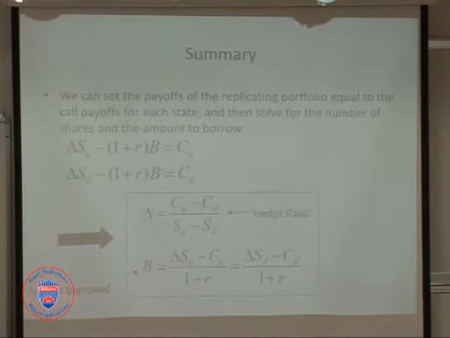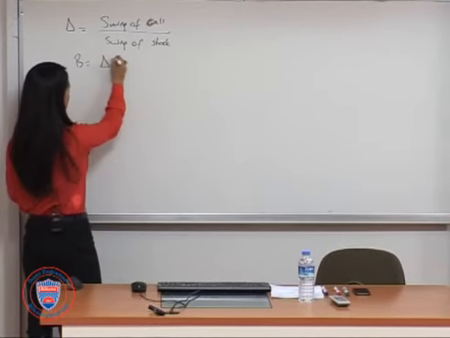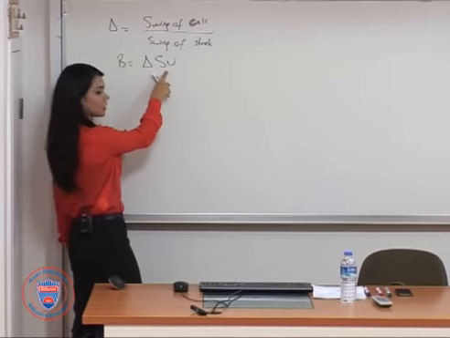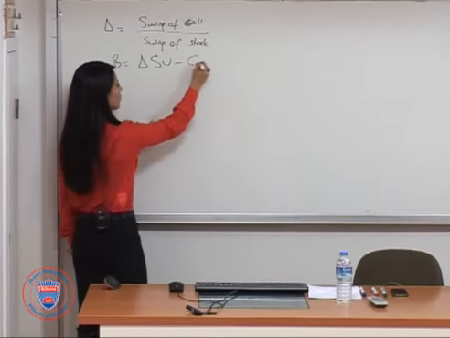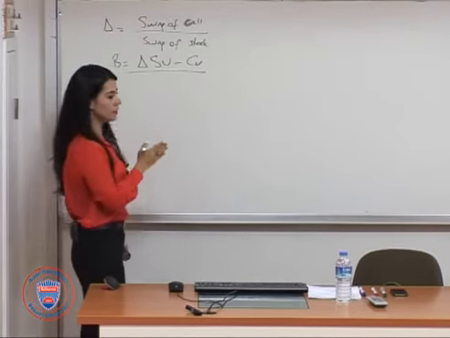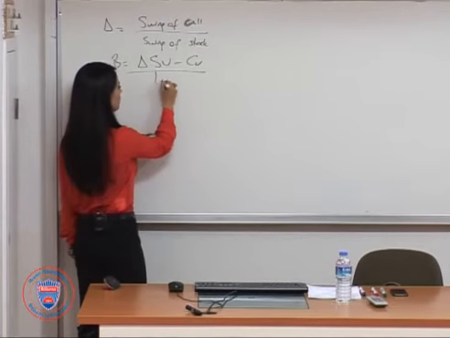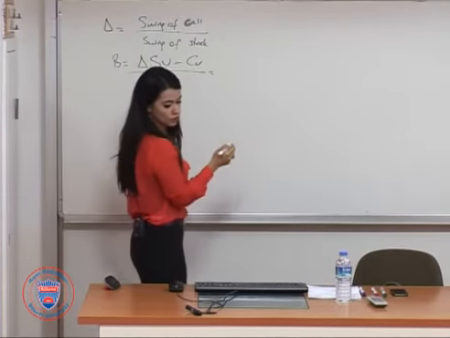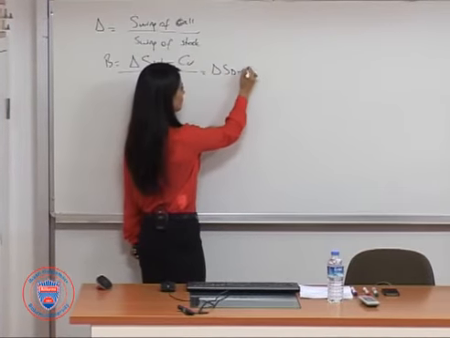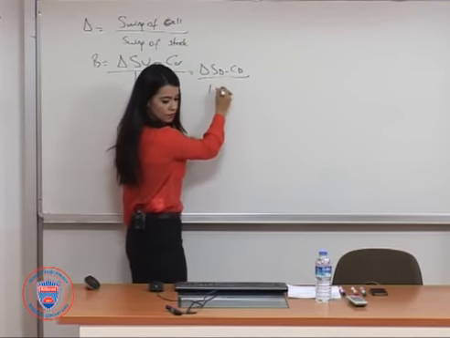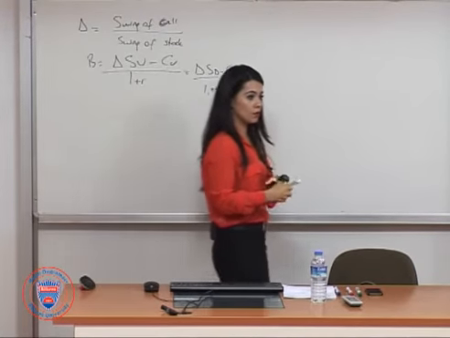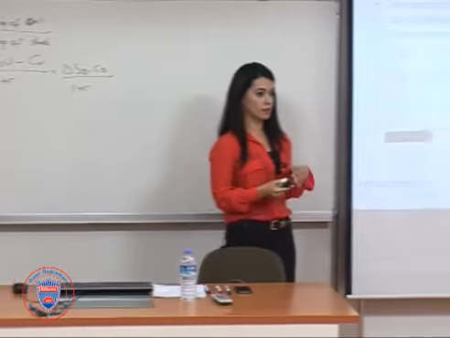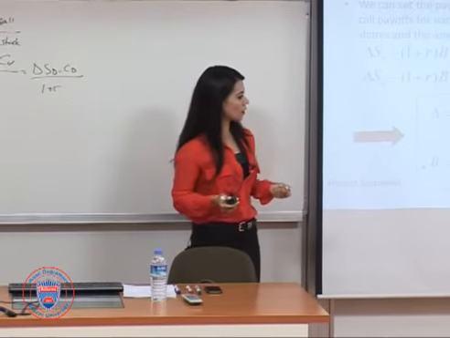So the borrowed money will be given by actually this formula. So it's going to be delta times the stock price when the stock is up, minus the call payoff when you're in the up state, over 1 plus the risk-free rate. So from this equation, we can also find the amount you need to borrow so that you can replicate the portfolio of buying 1 call.